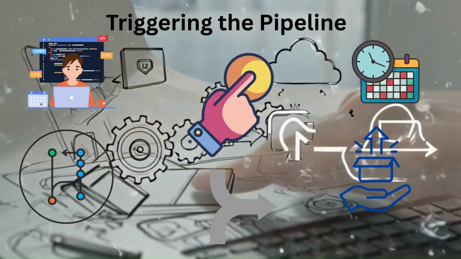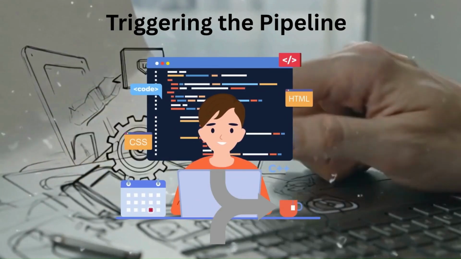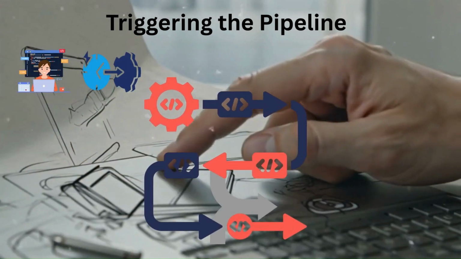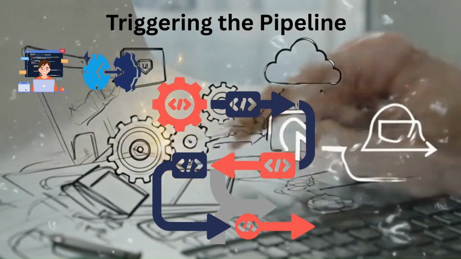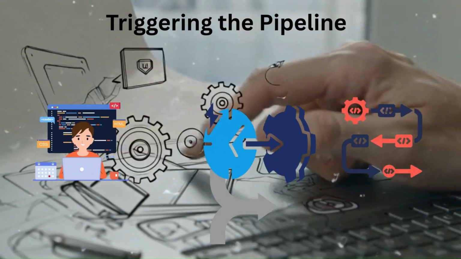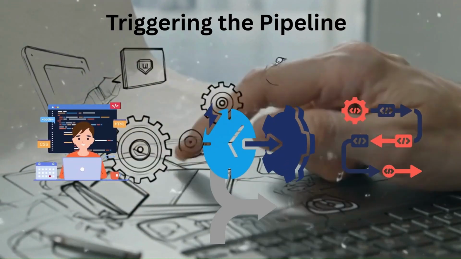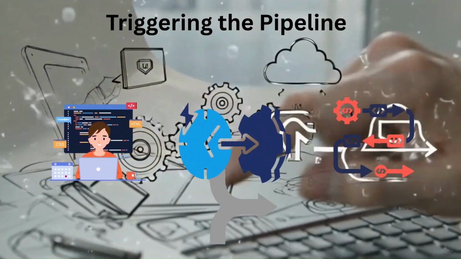For example, a developer pushes code to the main branch. That push triggers the pipeline. The pipeline then begins executing its stages. This means developers don't have to manually tell the system, "Please build my application." The process can happen automatically.